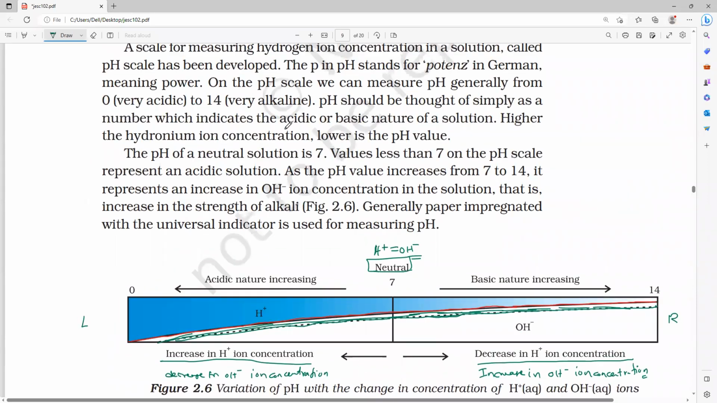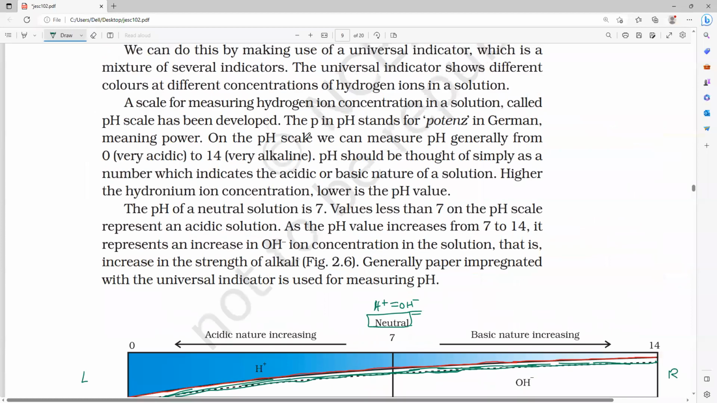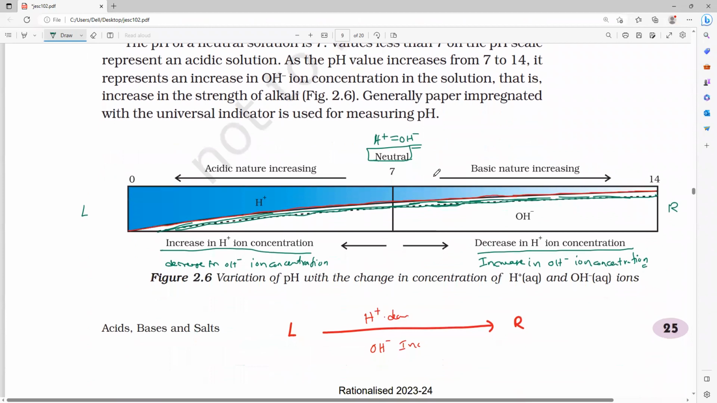So very, very important. You have to read everything and make notes. Here they also mentioned that 0 is very, very acidic and 14 is very, very alkaline. Everyone understood? So for a strong acid, pH is 0. A strong base has pH 14.